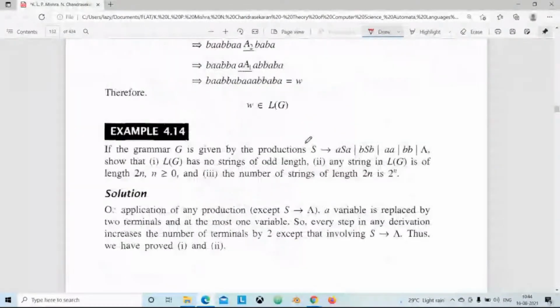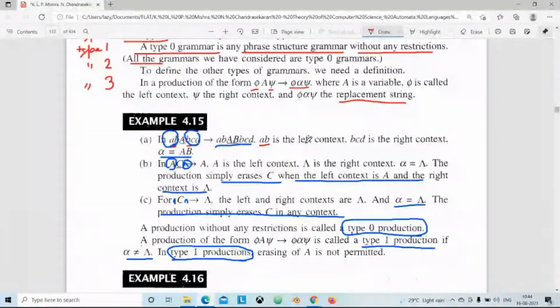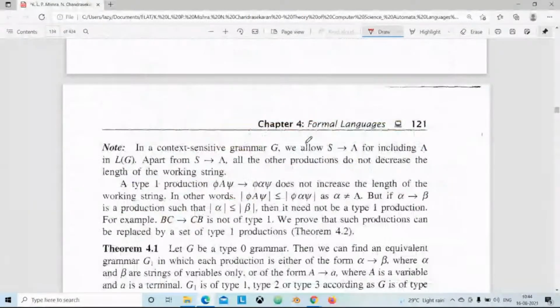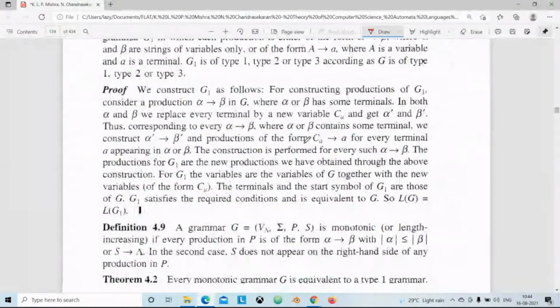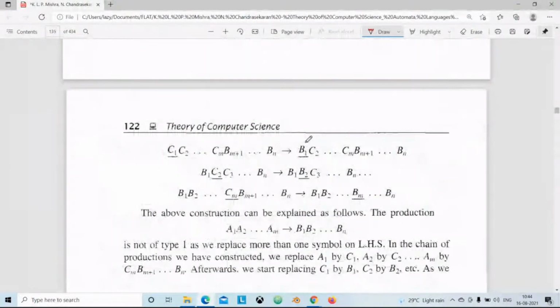Okay, so for today's class, I think this is sufficient. Try to practice as many questions as possible. Then only you'll get hold of these things.